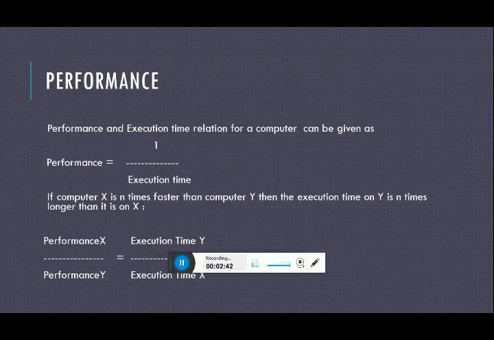Now I am going to tell you about some simple formulas related to performance concepts. First of all, the performance is inversely proportional to the execution time. If we want to increase the performance, we will have to decrease the execution time. They both have an inverse relation with each other.